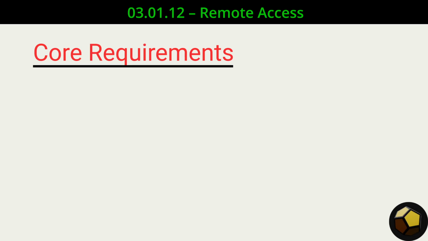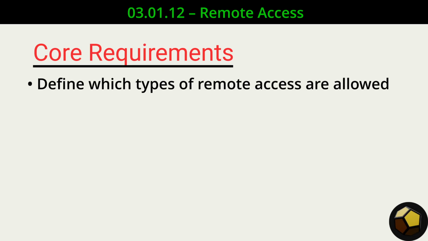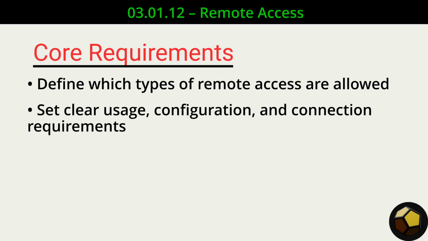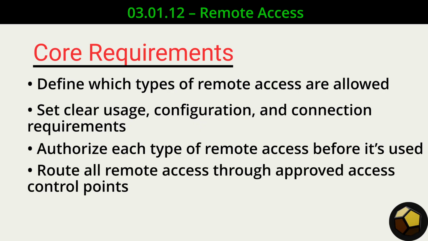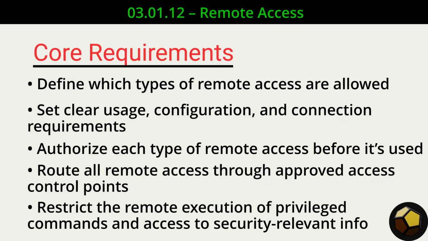To comply with this control, you must define which types of remote access are allowed, set clear usage, configuration, and connection requirements, authorize each type of remote access before it's used, direct all remote access through approved access control points, and restrict the remote execution of privileged commands and access to security-relevant information.